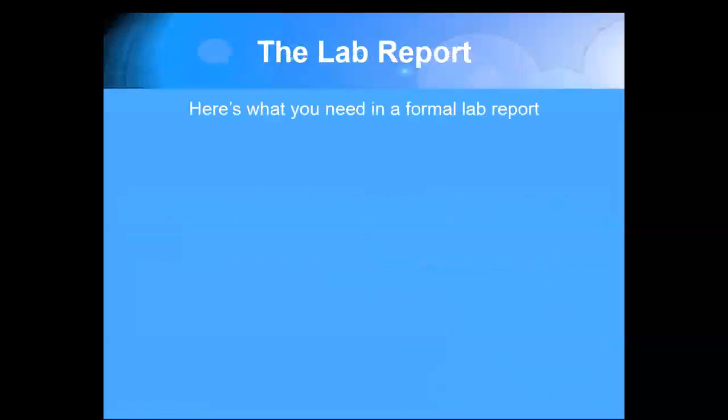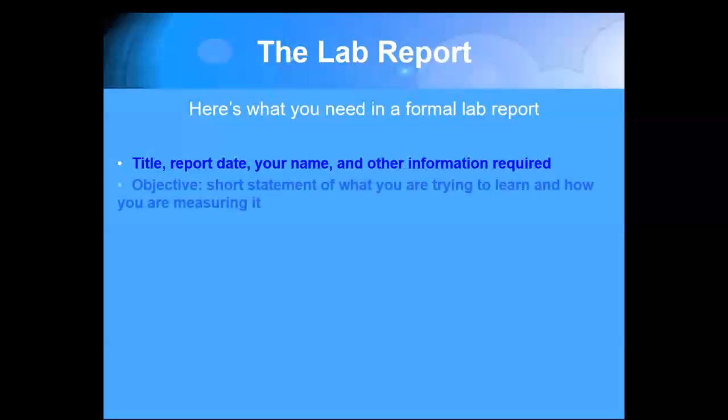So here's what you need in a formal lab report, and you should find this in a template that's available to you. The title, report date, your name and other information that the teacher has required. An objective, which is a short statement of what you're trying to learn from nature, from the regularities in nature, and how you're going to measure it. Materials, procedure, and very important to have a little safety paragraph so you confront specific hazards that might be encountered in the experiment and how you're going to control them.